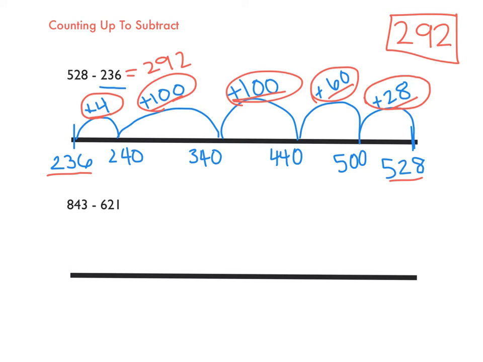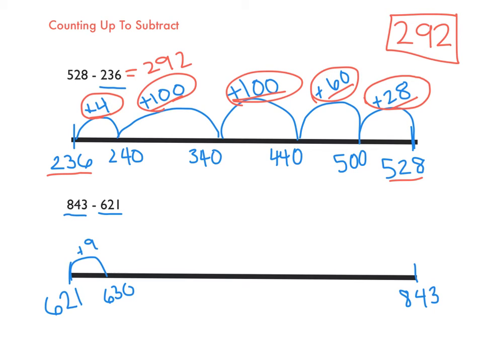Now we're going to use that same method to help us to solve this problem. 843 minus 621. We're going to count up to find the difference between those two numbers. So we'll start with our number line and we'll start with the smaller number. So 621, and we want to get up to 843. Okay, now remember, we want to use numbers that are really easy to work with. So instead of 621, I'm going to add 9 to that. I'm going to make it 630.